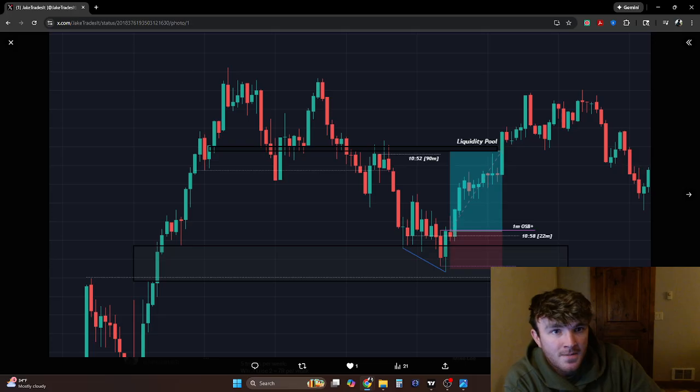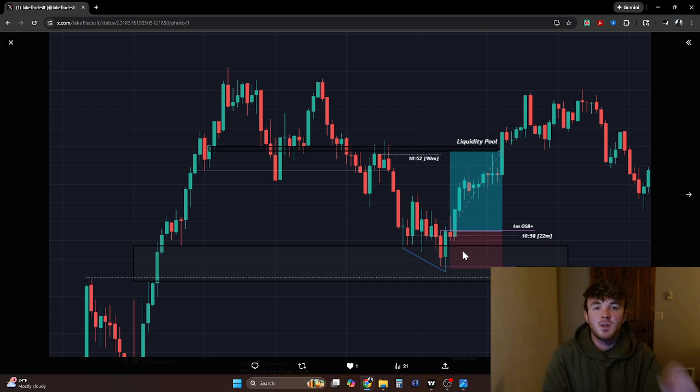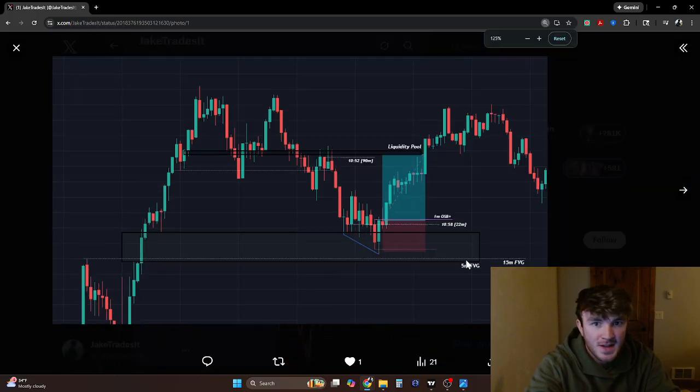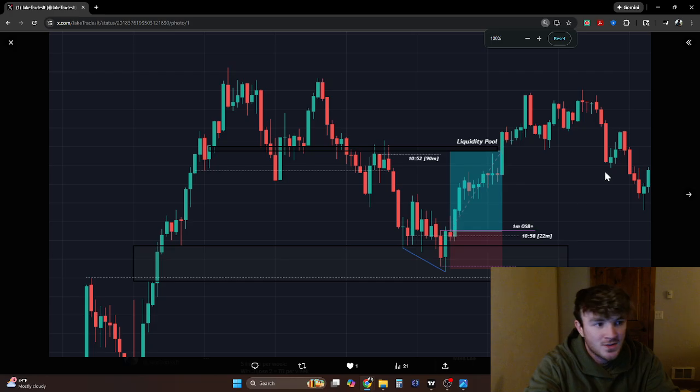Anyway, this was the trade I took, right? Once you understand what an outside bar is, this should pop off the chart, guys. Why? Because look at it. It is probably one of the most textbook outside bars you could get.